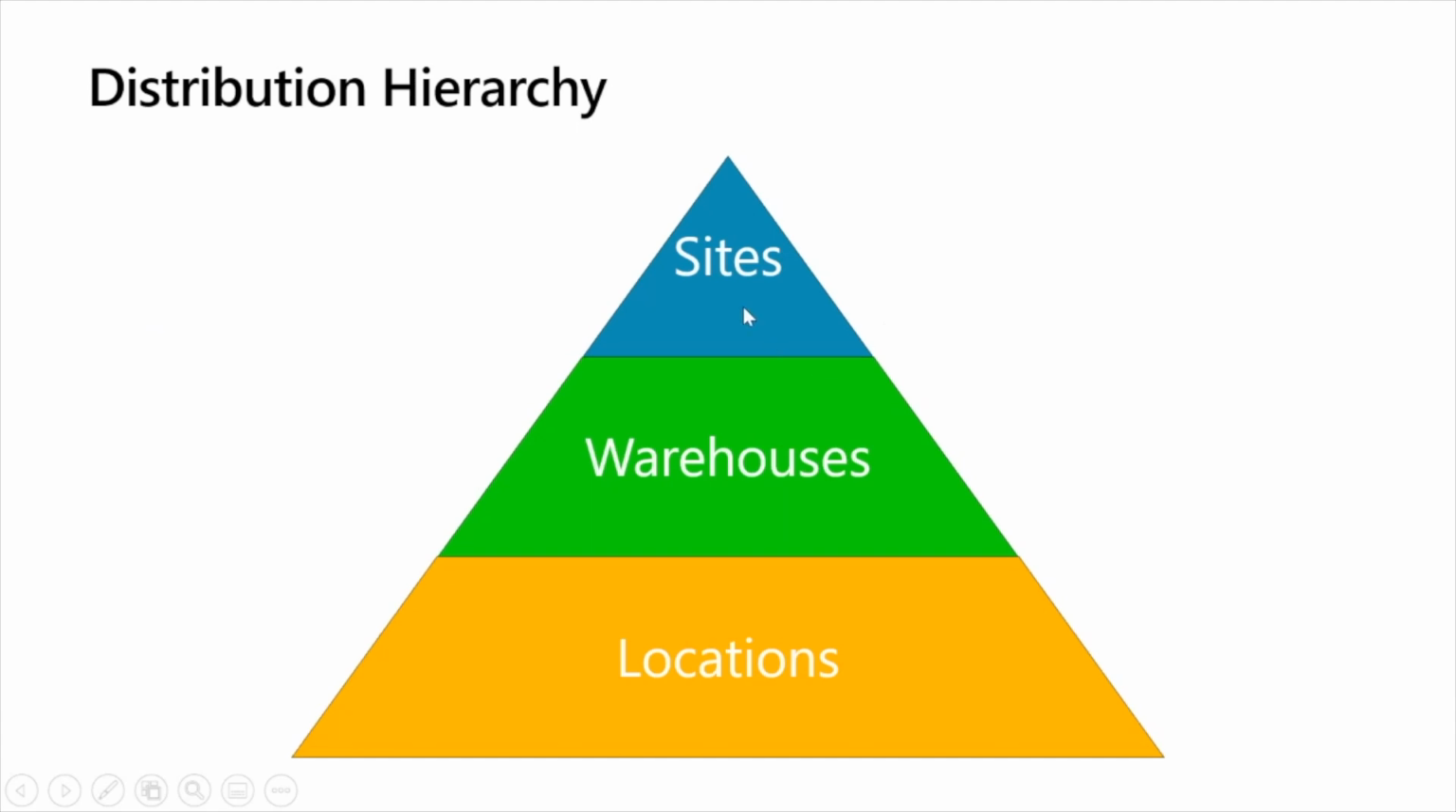We've got sites at the top. These are generally geographic regions, right? We could say the Southwest United States is a site. The warehouses then are more of a specific location geographically. That might be something like Phoenix, Arizona, within the Southwest United States. But I could have multiple warehouses under that geographical region or that site.